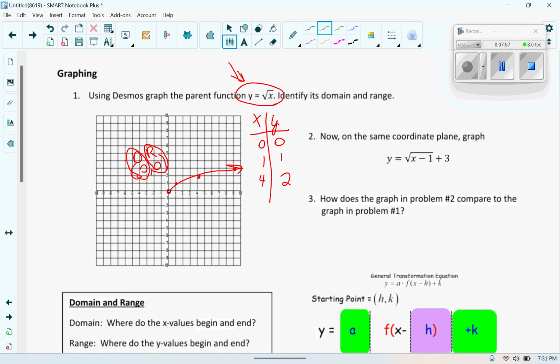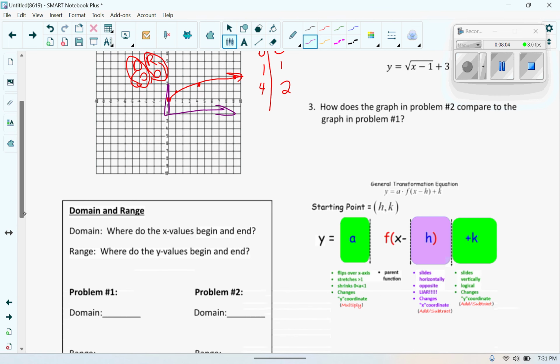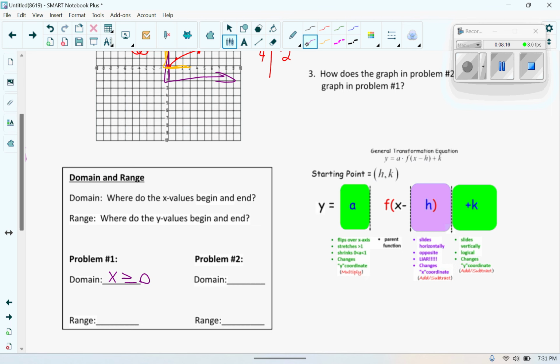So notice that our x's start here and they get bigger. So I'm going to say x is greater than or equal to 0. Okay, now let's look at the y. So the y's start here and get bigger. And so I'm going to say y is greater than or equal to 0.